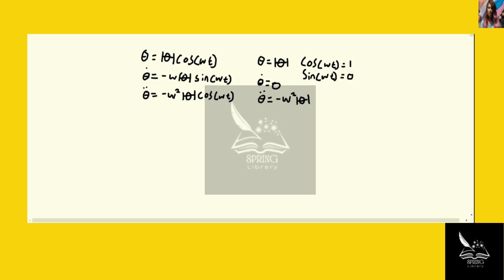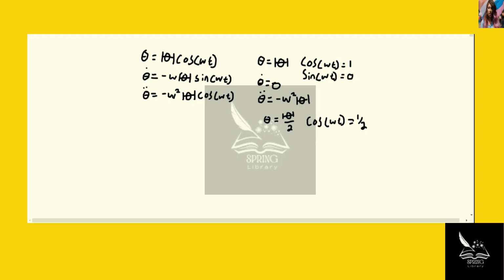The next spot that we're going to look at is the case that theta is equal to the amplitude divided by 2. We're at half the amplitude. So the cosine in this case, cosine of omega t, is going to be equal to 1/2.